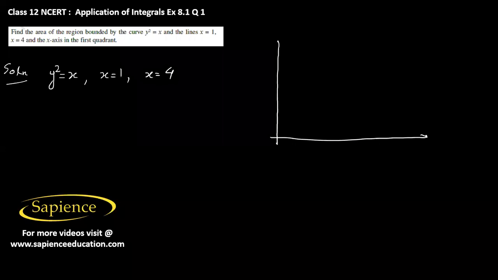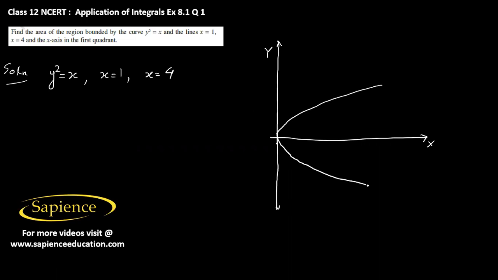This is the x-axis and this is the y-axis. Let's slightly extend the y-axis, and we know that the graph of the function y square equals to x would be somewhat like this. Hence, it will be a parabola, obviously. And x equals to 1 will be a straight line that is parallel to the y-axis, and it intersects the x-axis at (1, 0).